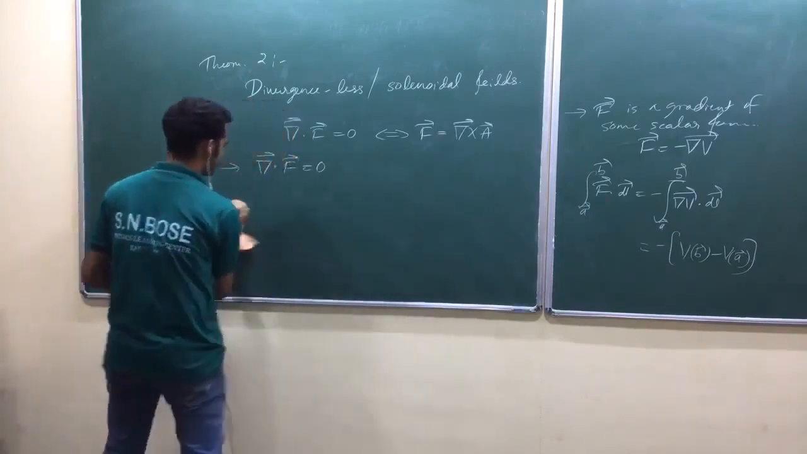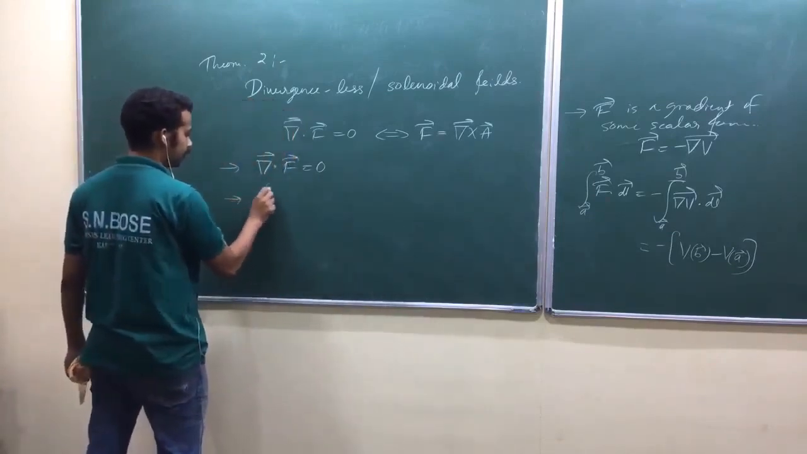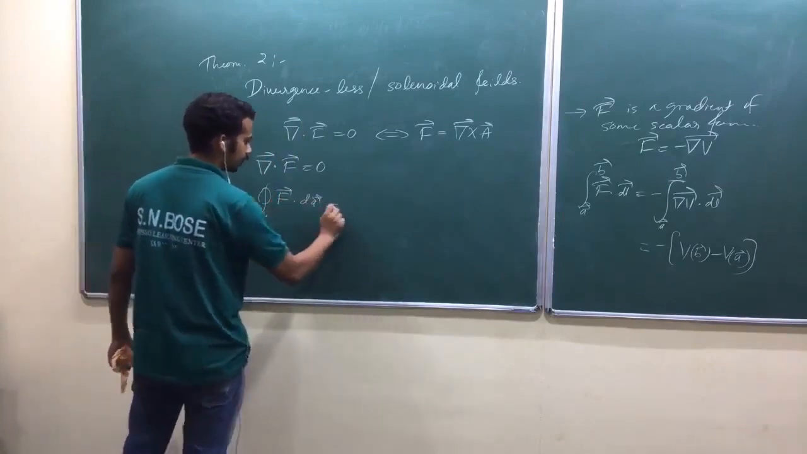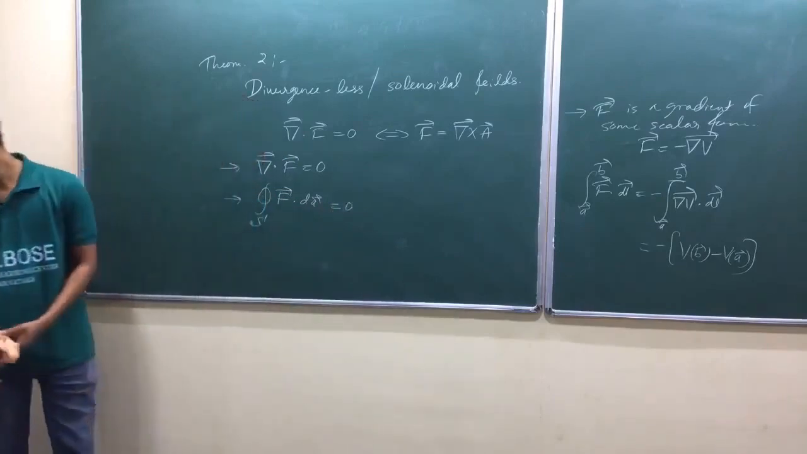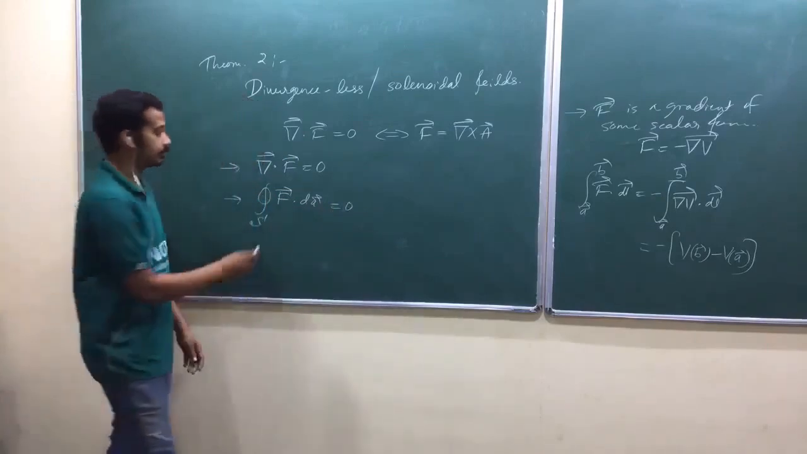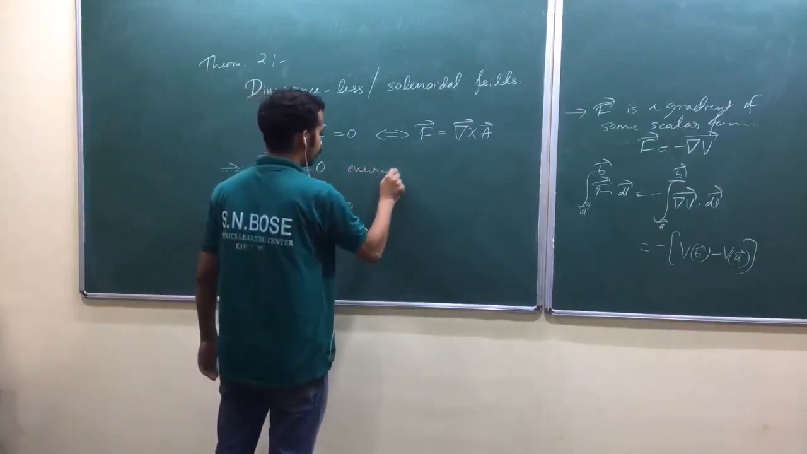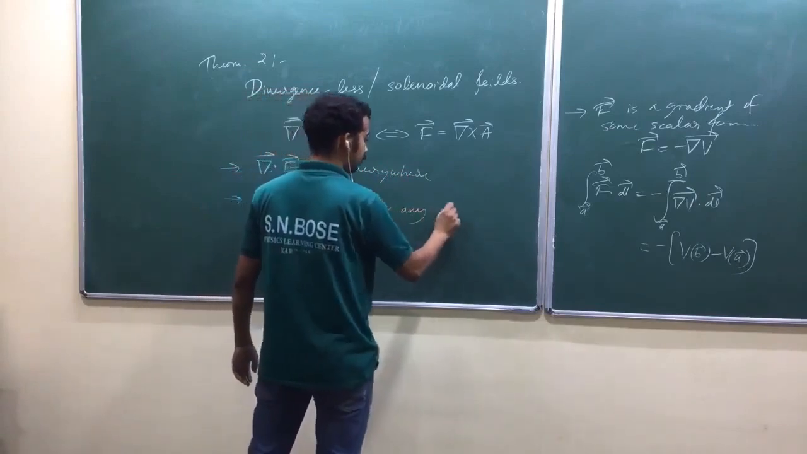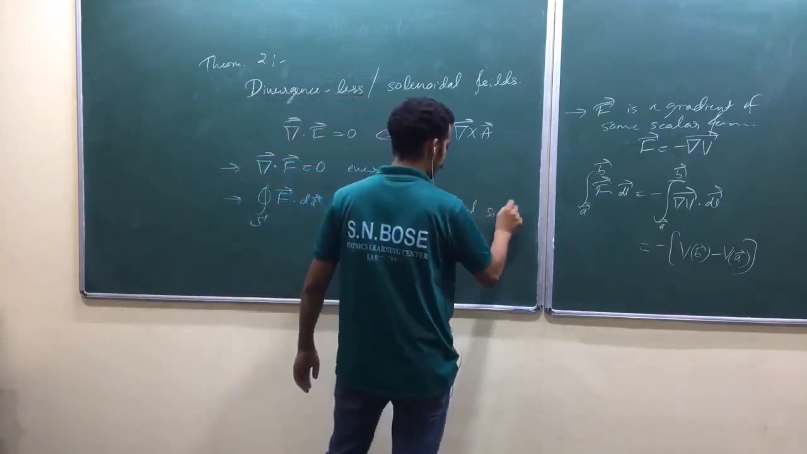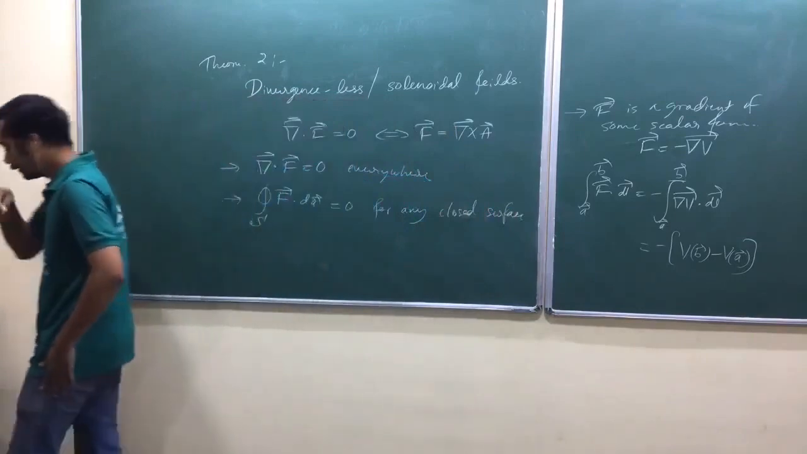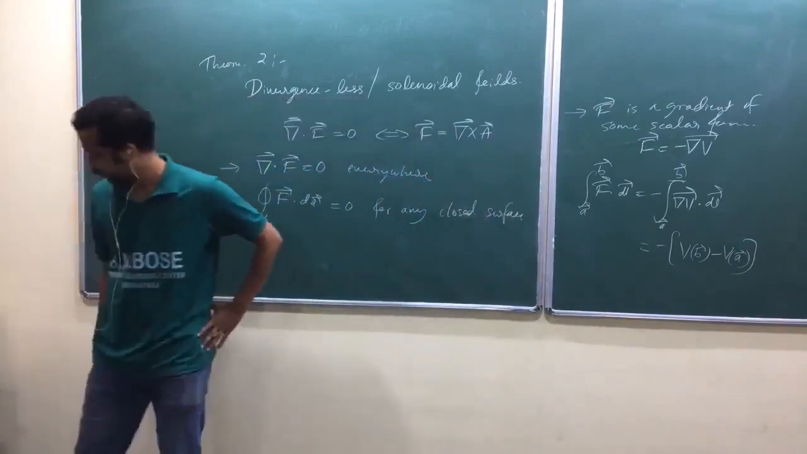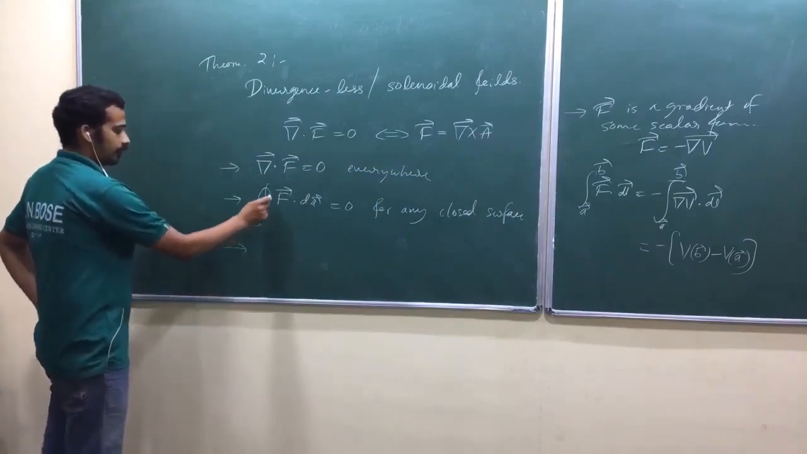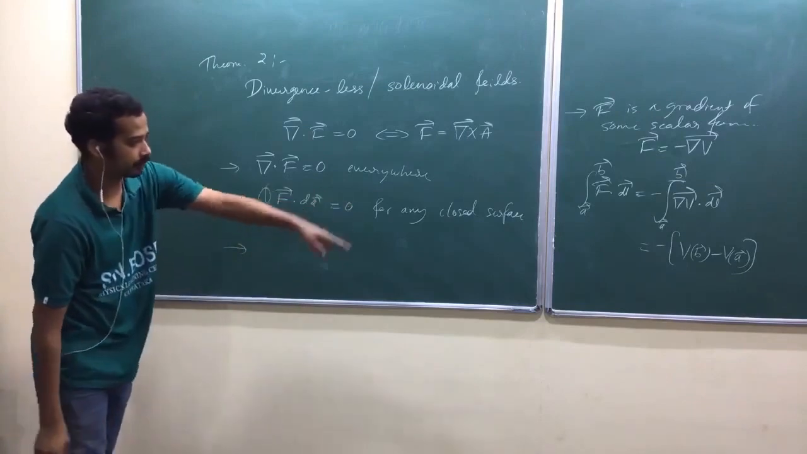So can I write the second statement? From the Gauss divergence theorem, what is the second statement? Closed surface integral of F dot dA, for any closed surface, this is 0 everywhere. Okay. Now from this one we can show the next one, or let me go to the last statement and I'll come back.